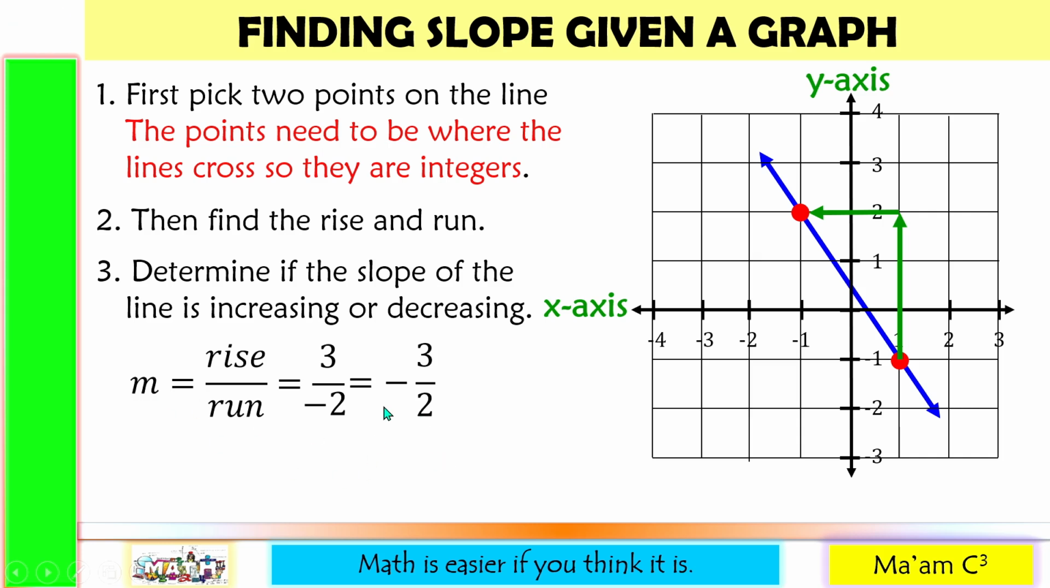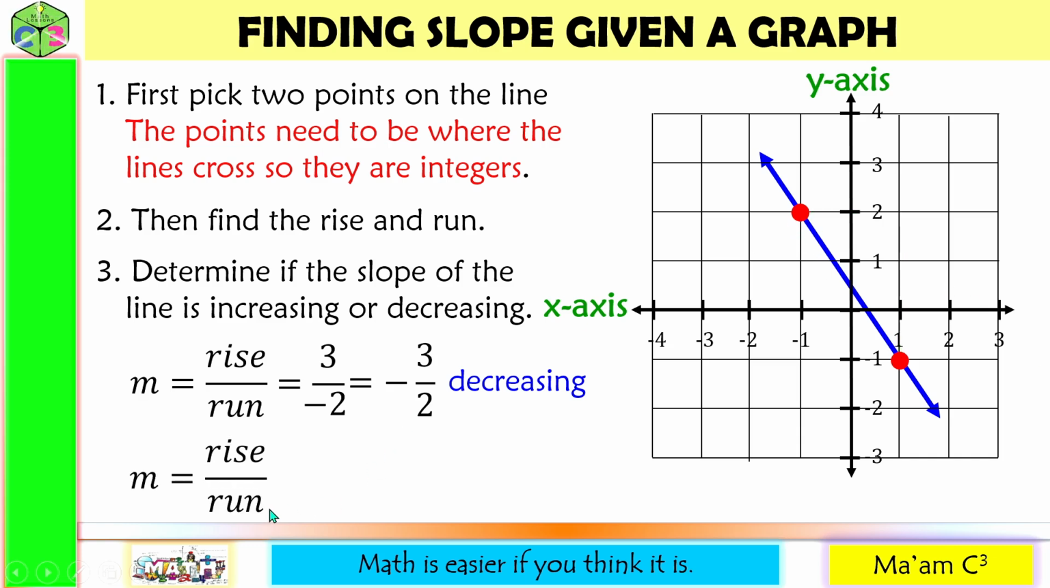Our slope is negative. The trend of this line is decreasing. Now, let us see if we'll arrive with the same answer if we start at this point. Again, our formula is rise over run. Starting here, I'll go down, and that would be 1, 2, 3. Going down, it means negative 3. And then from here, going to the right, that would be 1, 2 units. Negative over positive is negative. So still negative 3 over 2, decreasing.